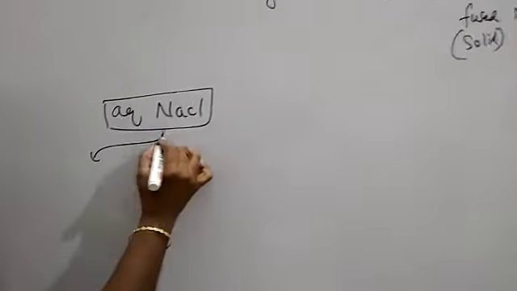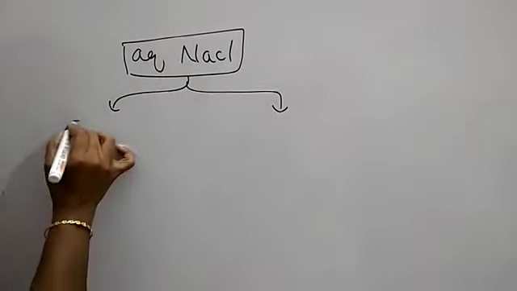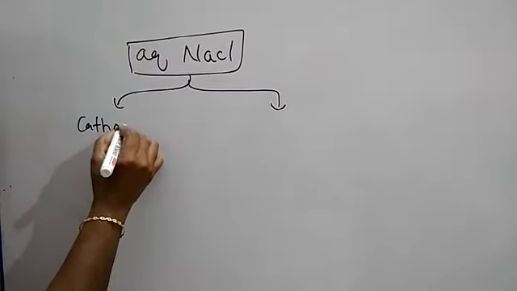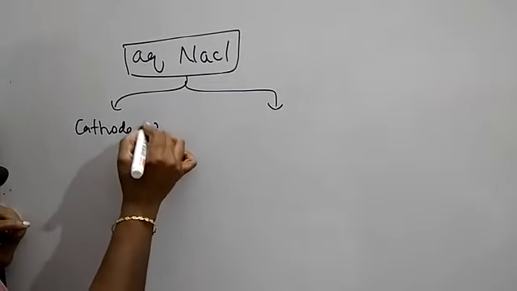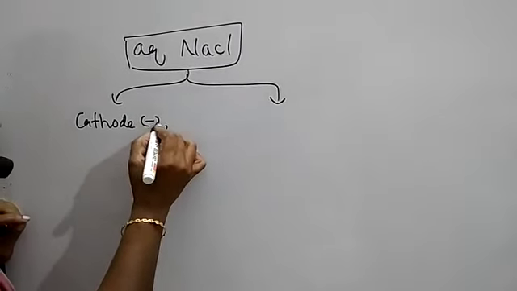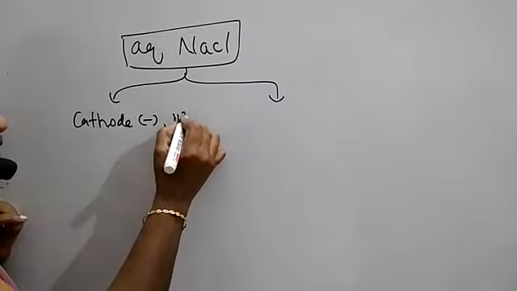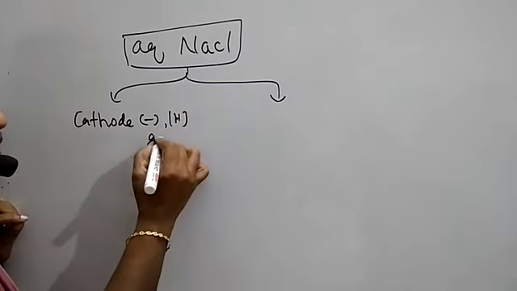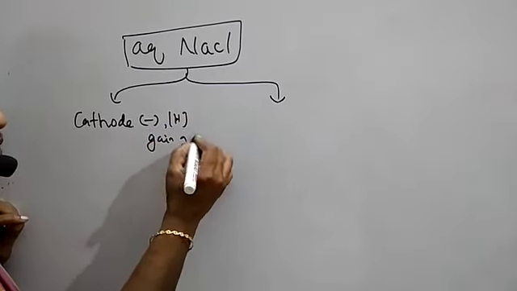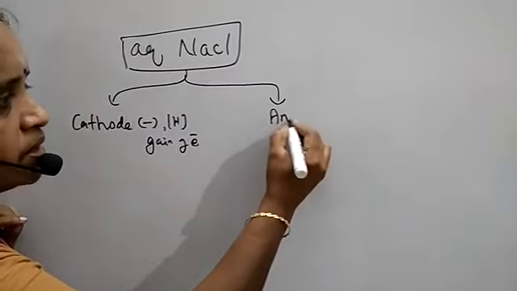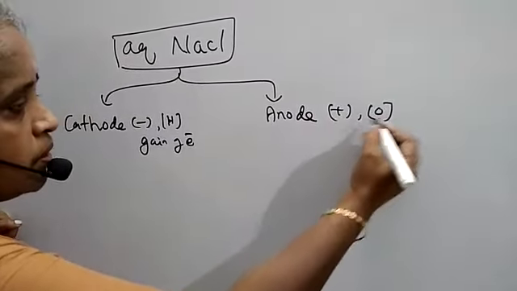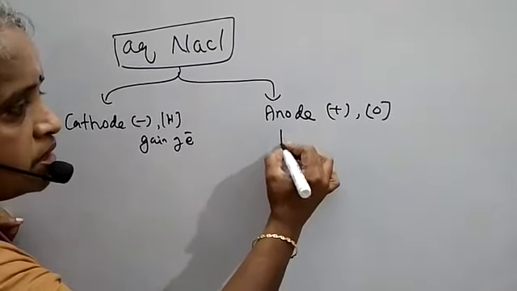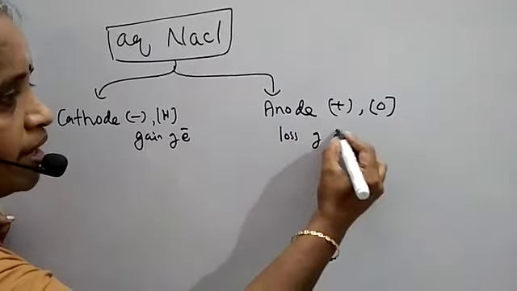Now you divide this into 2. So this is the column for cathode. Cathode means cation moves to cathode, so it is negative. What is going on at the cathode is reduction, and reduction is gain of electrons. Now coming to the anode: positive charge, oxidation, and it is loss of electrons.